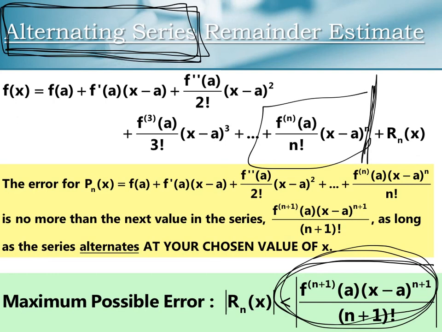The place where we start to run into trouble, and this is where we kind of ran out of time, is what do we do if we have a non-alternating series, and that's what we'll deal with right now.